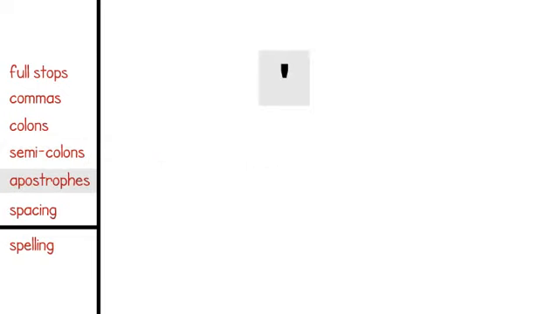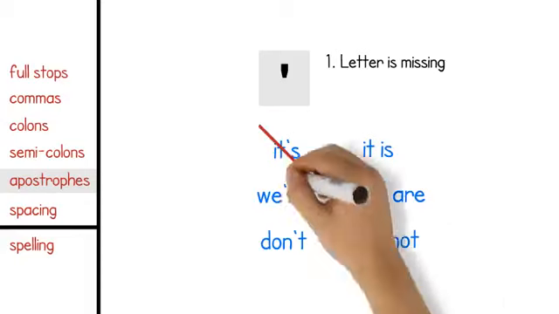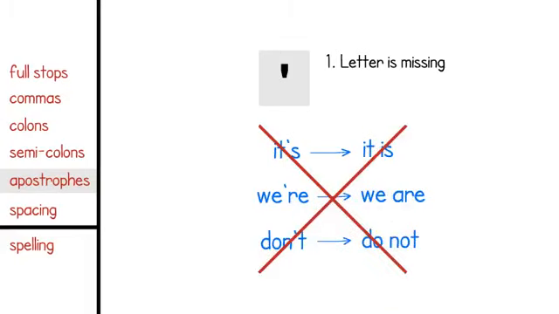Apostrophes are another important punctuation mark in English, and even native speakers make mistakes with them. An apostrophe does two things. Firstly, it shows that a letter is missing. For example, it's means it is, we're means we are, and don't means do not. These are called contractions. It is generally better to avoid contractions in academic writing.